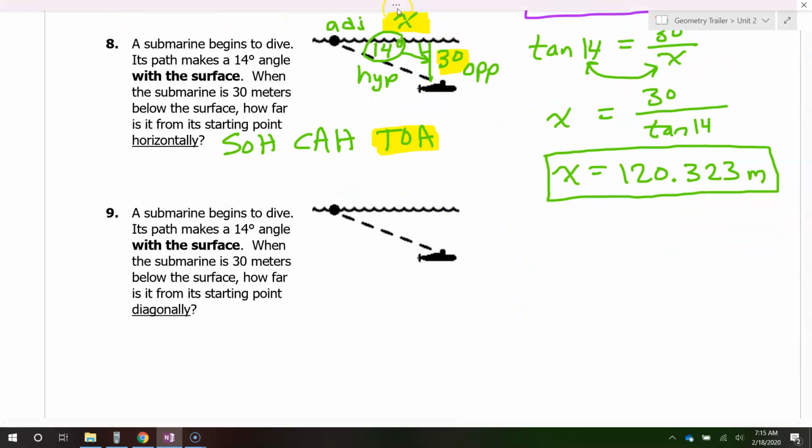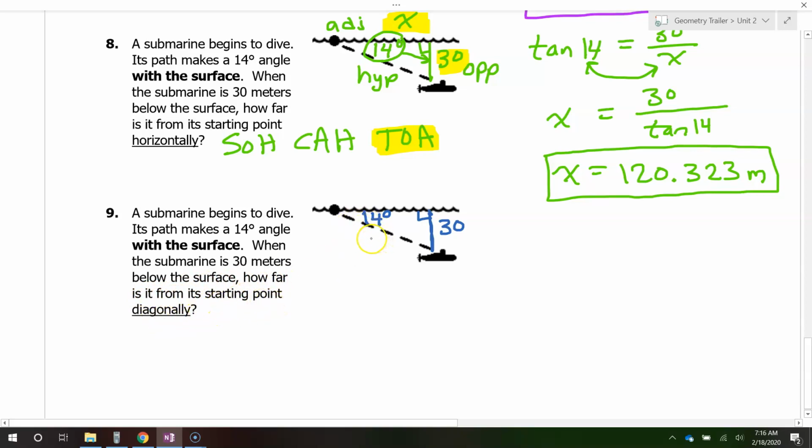Okay, it looks like we are down to the last problem on this worksheet. So one more submarine problem. A submarine begins to dive. Its path makes a 14-degree angle with the surface. So here's that 14 degrees just like before. When the submarine is 30 meters below the surface, okay, so that part is the same. So here's the 30. How far is it from its starting point diagonally?